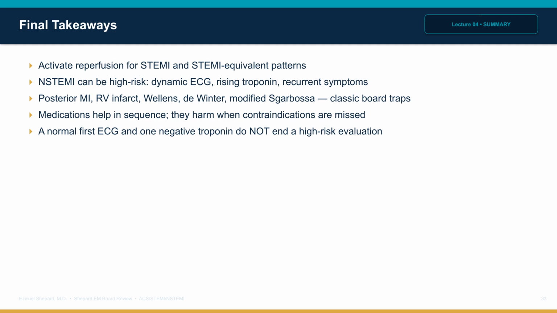Medications help when used in sequence, but they harm when contraindications are missed, and a normal first ECG or first troponin does not end a high-risk chest pain evaluation. One negative troponin is not a disposition.